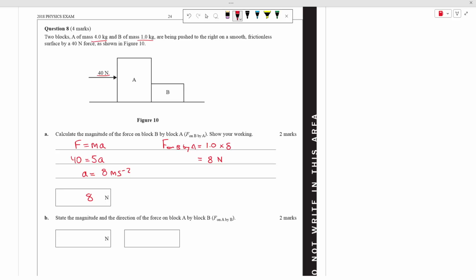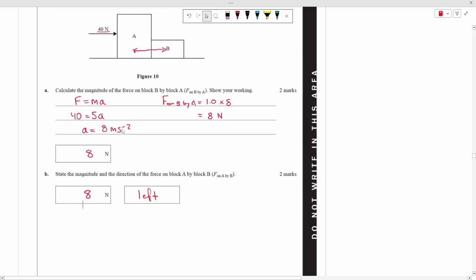Here we go. Part B, state the magnitude and the direction of the force on block A by block B. So block A pushes against block B this way, block B pushes against block A this way. This is an action-reaction pair under Newton's third law. So the direction is to the left, and because it's a Newton's third law action-reaction pair, the forces are equal in magnitude, so that's also 8 newtons.